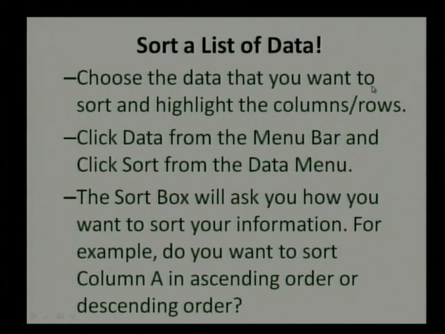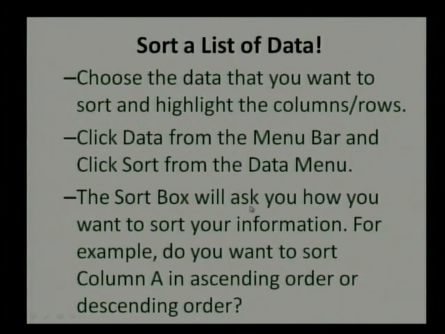Means in a column, suppose I have given some numbers, then I have to select that particular set of data, and when I select them, that row or column will be highlighted. Now click Data from the menu bar. We have already seen earlier that this Data menu is on the top of the Excel sheet. So from the Data menu, we have to click the Sort function.